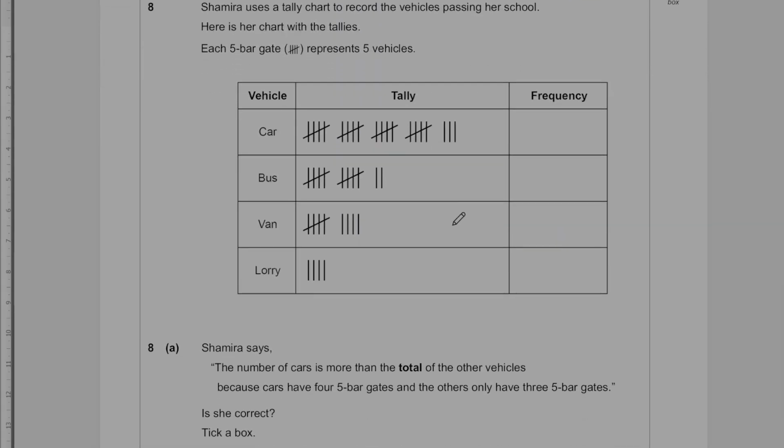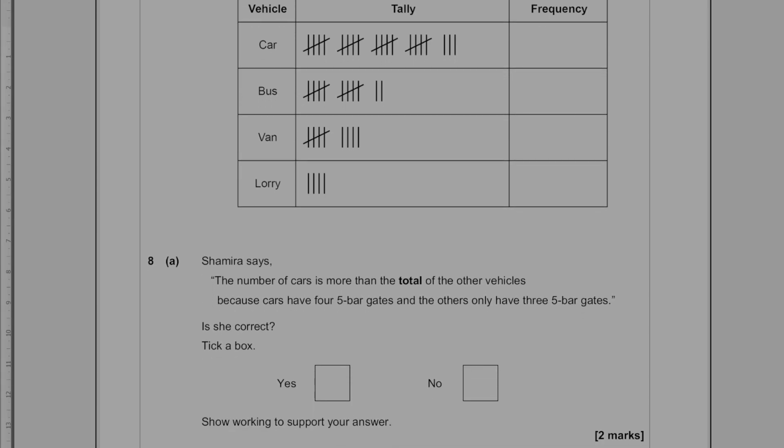Okay, question 8. Shamara uses a tally chart to record the vehicles passing her school. Here is her chart with the tallies. Each 5-bar gate represents 5 vehicles. So part A, Shamira says the number of cars is more than the total of the other vehicles because cars have four 5-bar gates and the others only have 5-bar gates. Is she correct? Well, I'm going to guess no straight away because we don't just take into account the bars.